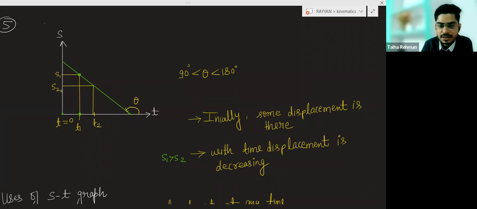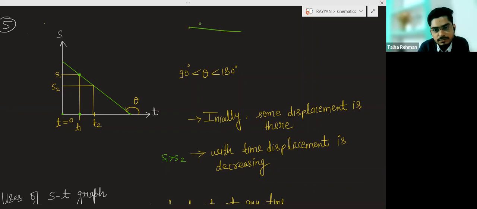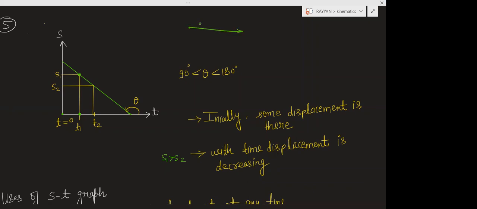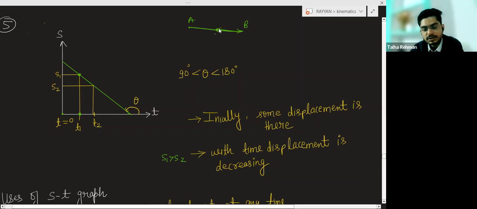How can displacement decrease? You can see here. Suppose a body is going in this direction. Now the body has moved from A to B. Now this body is returning. So when this body returns, the displacement will decrease.